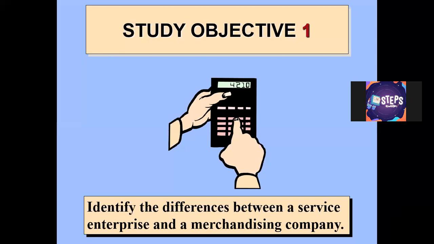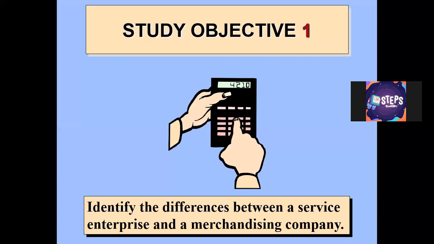I think merchandising is more of a buy and sell kind of business where you buy products and you sell them at a higher price for profit. Well, for services, it's a company that provides some kind of service, not necessarily tangible goods. Very good, Clarissa.